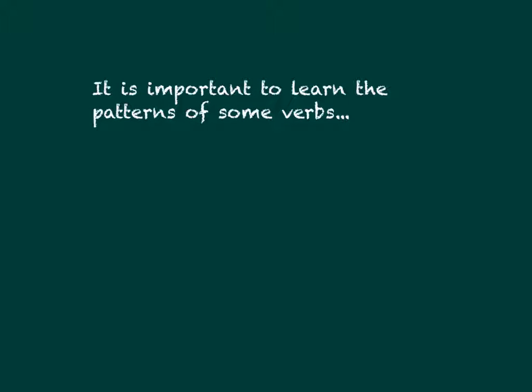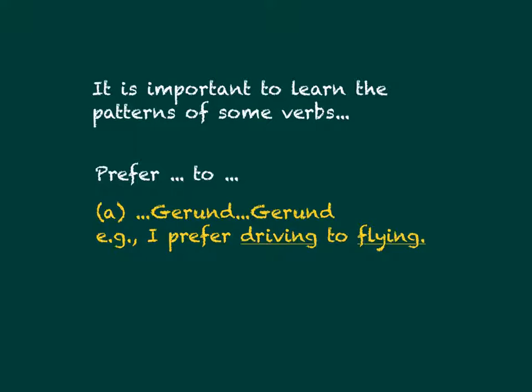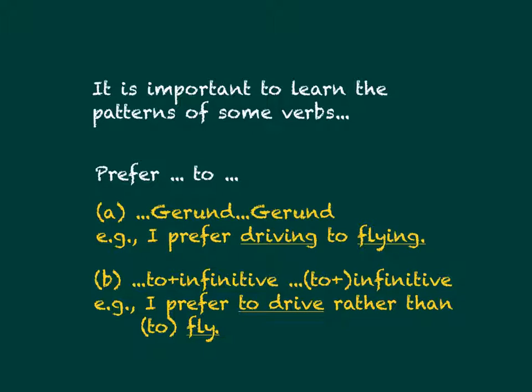It is important to learn the patterns of some verbs. For example, prefer blah blah blah to blah blah blah. We can use two gerunds in between. For example, I prefer driving to flying. Or we can use a parallel pattern of to infinitive in between. For example, I prefer to drive rather than to fly. For the second infinitive to fly, we can also say fly.